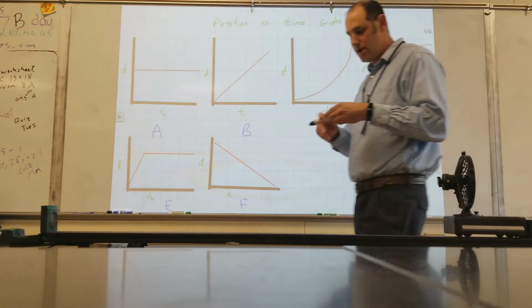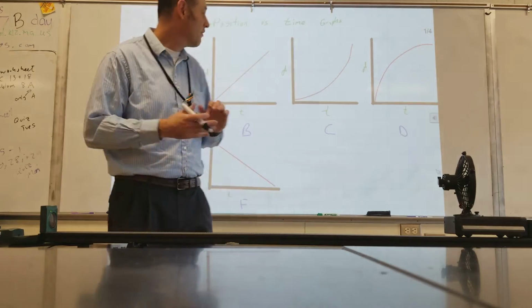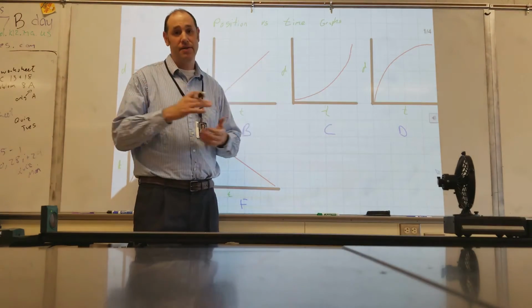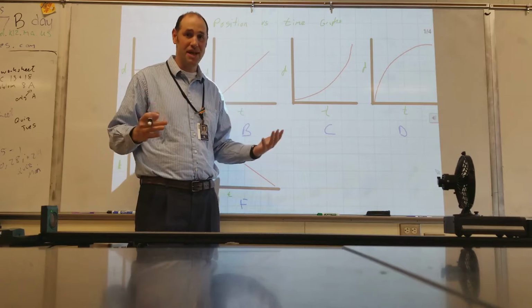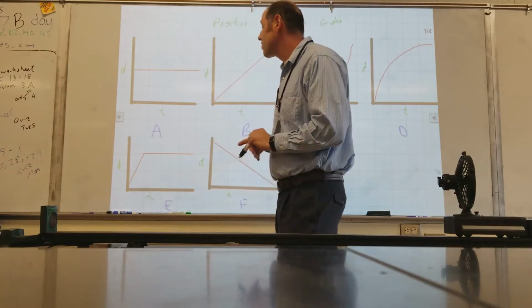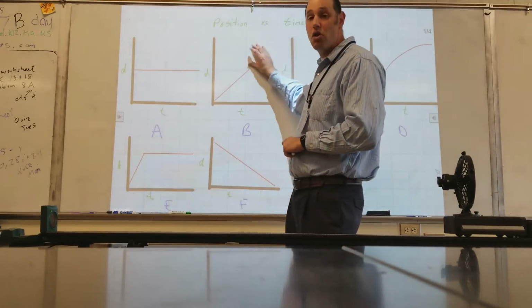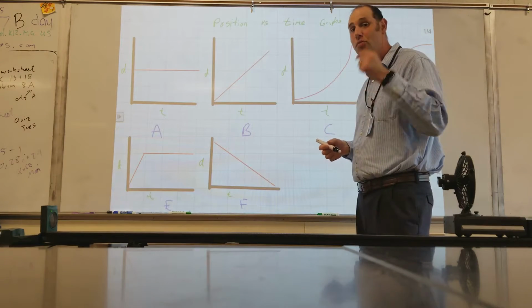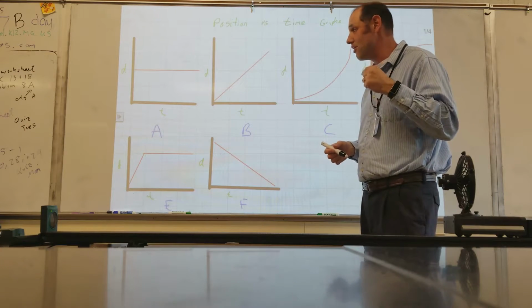Okay, so here's our quick review of position versus time graphs. You've already made your prediction about what each graph represents. Here are the answers for what each graph represents. So keep in mind, the slope of position versus time is the velocity. Slope of position versus time is the velocity.